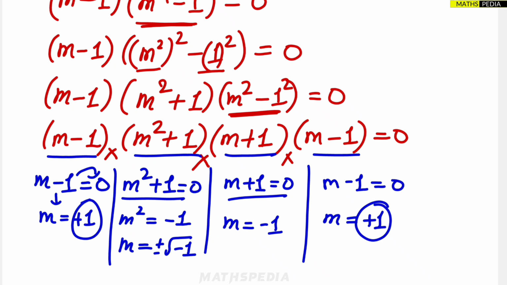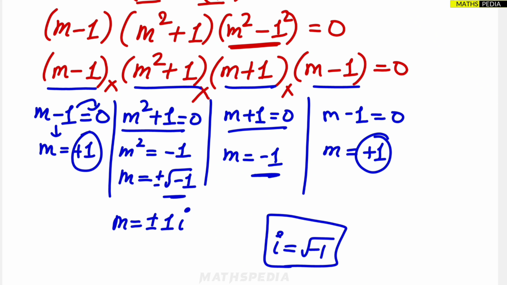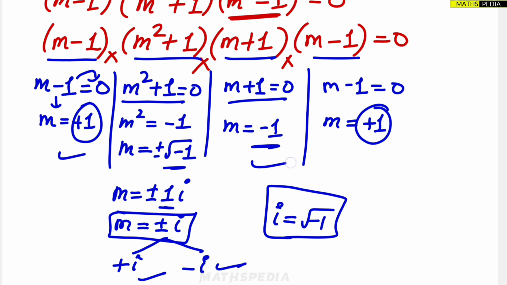So this root and this root are the same. This is minus 1, and this is plus or minus square root of minus 1. What is square root of minus 1? That you can write as plus or minus 1i, or simply i. I is nothing but iota, which is equal to square root of minus 1. I hope you have studied this in complex numbers. So totally how many roots did you get? 5 roots. Because plus or minus here means one is plus i, another is minus i. So total 2, 3, 4, 5 roots you got.